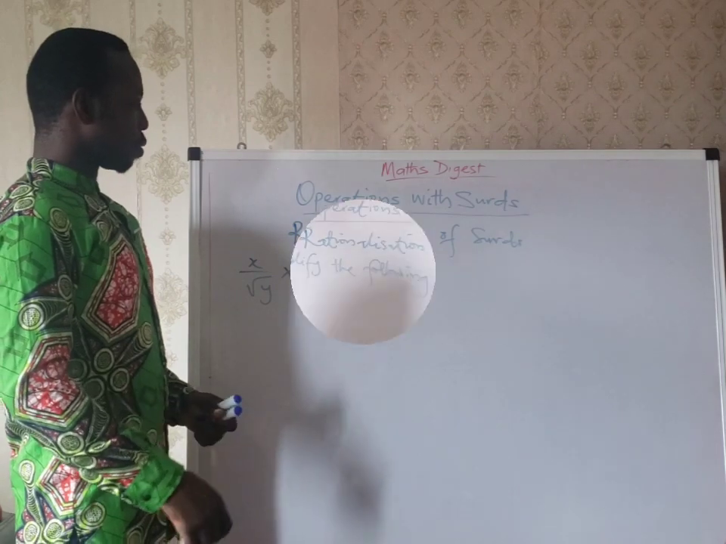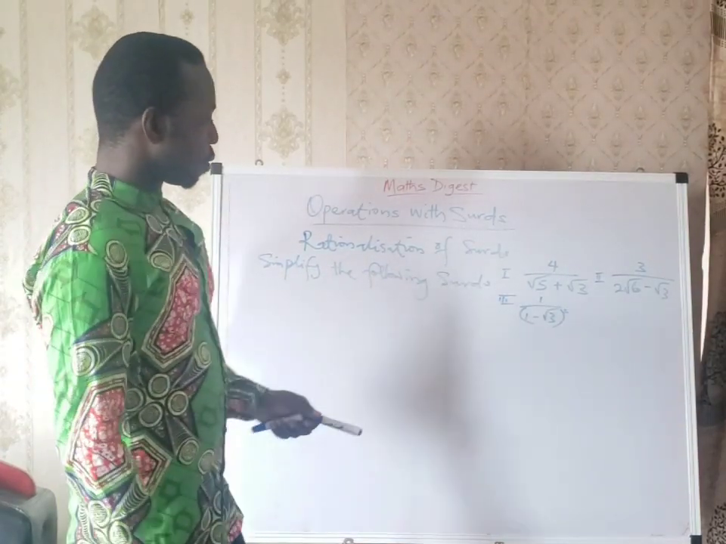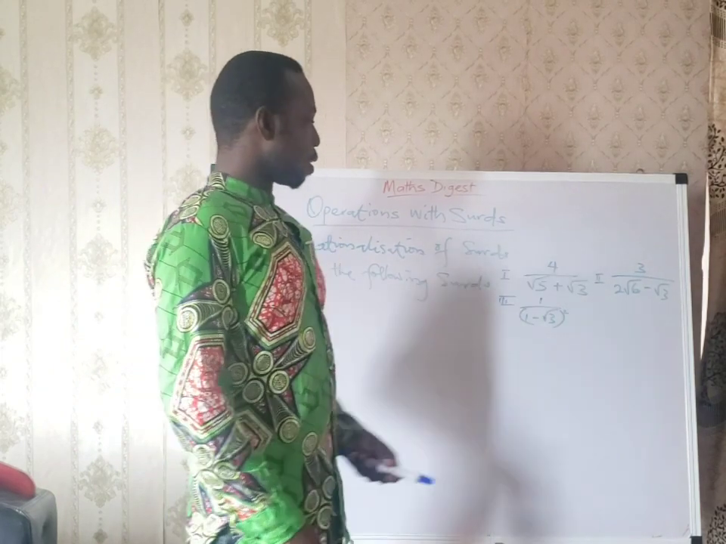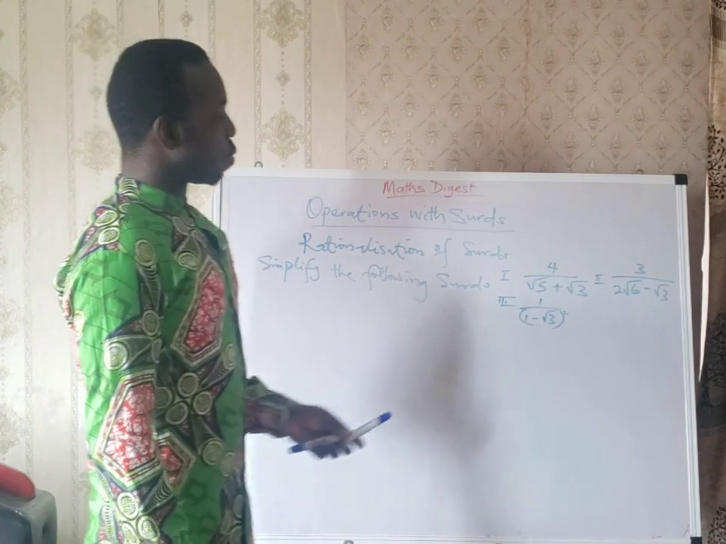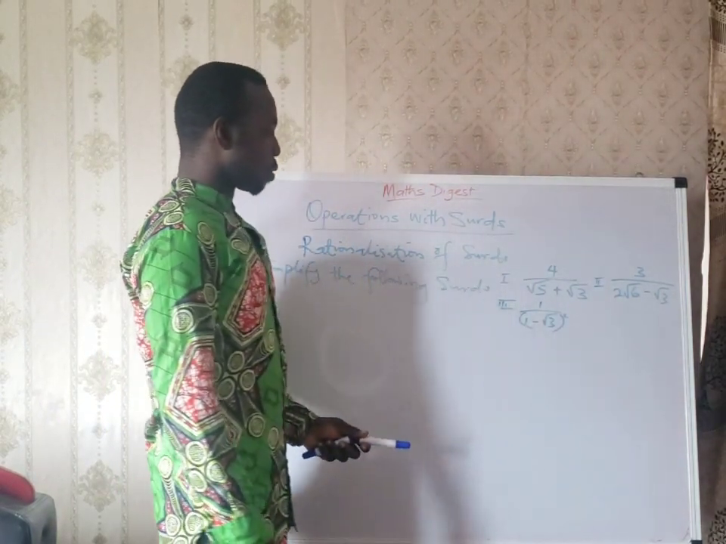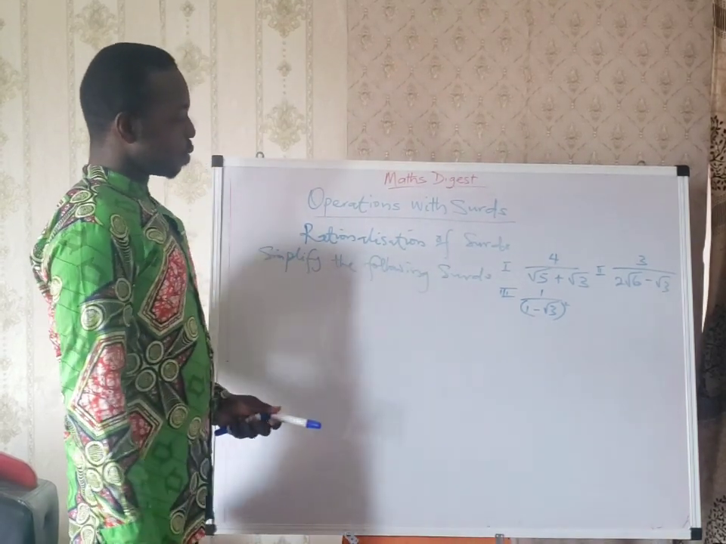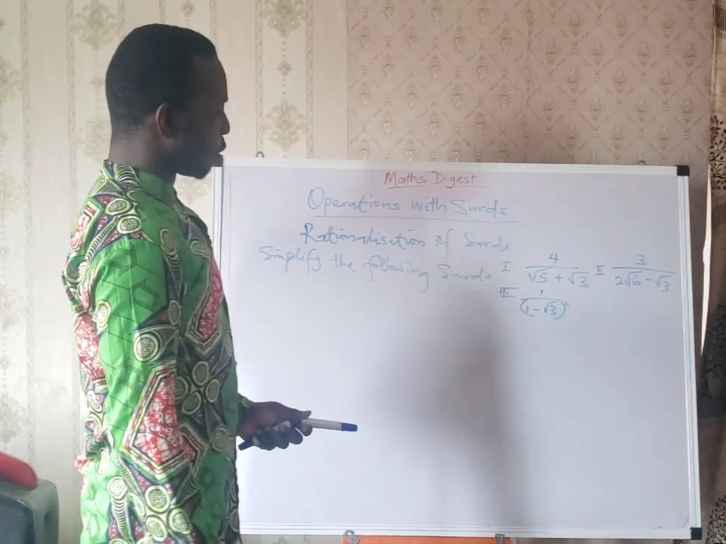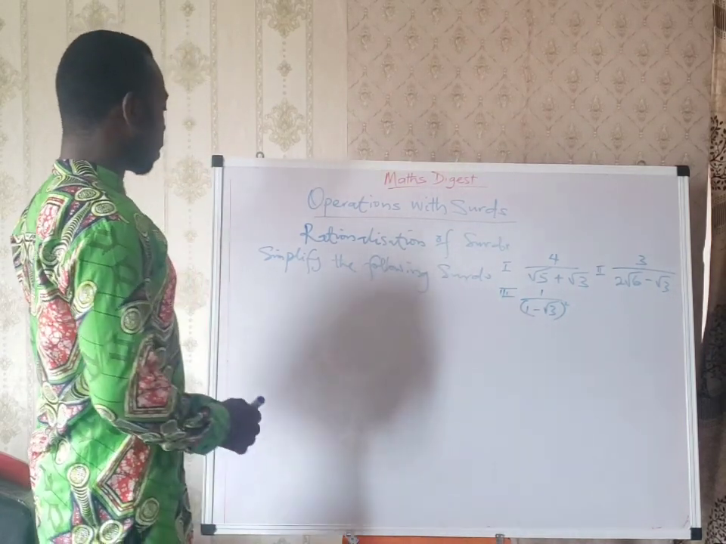So stay tuned. The following says, simplify the following surds. We have the first one, 4 over root 5 plus root 3. The second one, 3 over 2 root 6 minus root 3. And the third one, 1 over, in bracket, 1 minus root 3, all raised to power 2. All right, now solution.